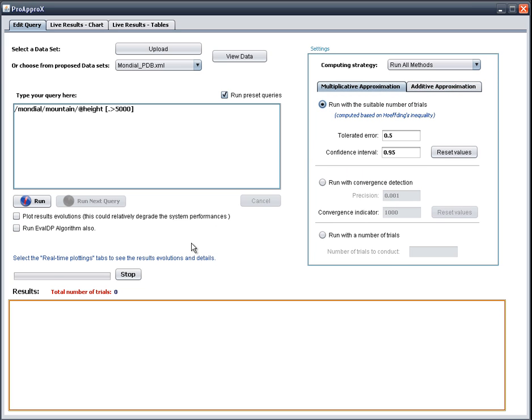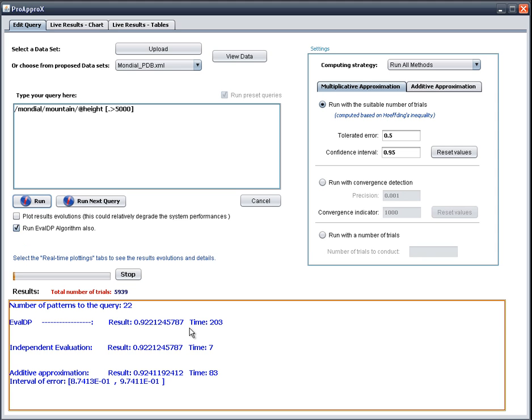Let's keep the default settings for both approximations, choose to run the FLTP algorithm also, and run the query. So we've got 22 matches independent up to intersection, so that the independent evaluation can compute the exact result very efficiently. The additive approximation also performs very well, intuitively because the result is a high probability.